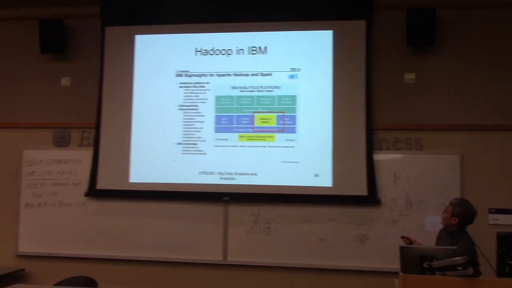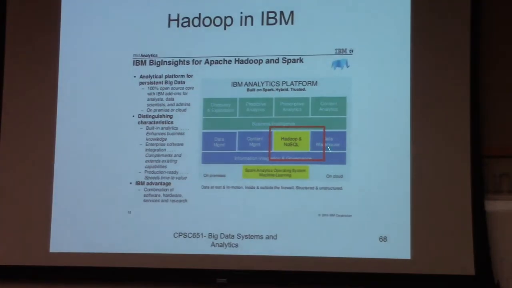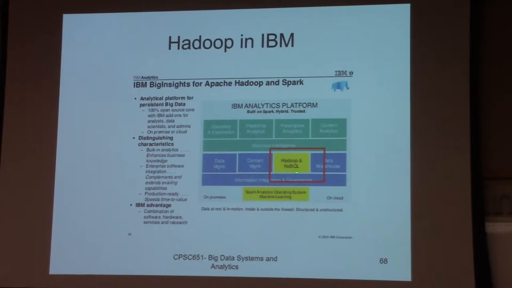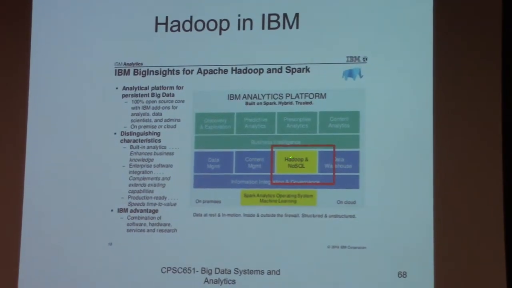IBM right now is all about data analytics. They use Hadoop and NoSQL solutions for the data. They do not throw away business intelligence. Still most companies keep business intelligence, but this will eventually be replaced by predictive analysis.